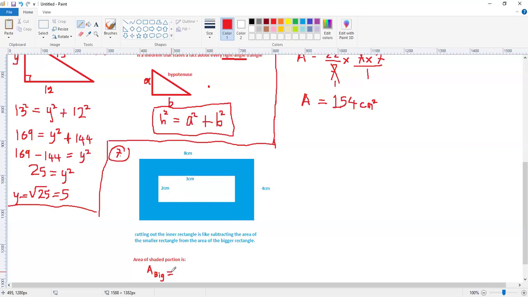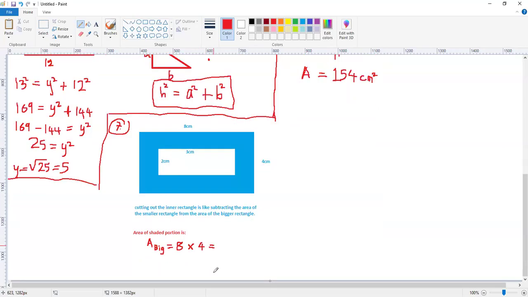So remember, area of the bigger rectangle is length times breadth. In this case, the length of the bigger rectangle is 8, isn't it? Times the breadth, which is 4, right? And 8 times 4 is what? 32. Thank you. All right.